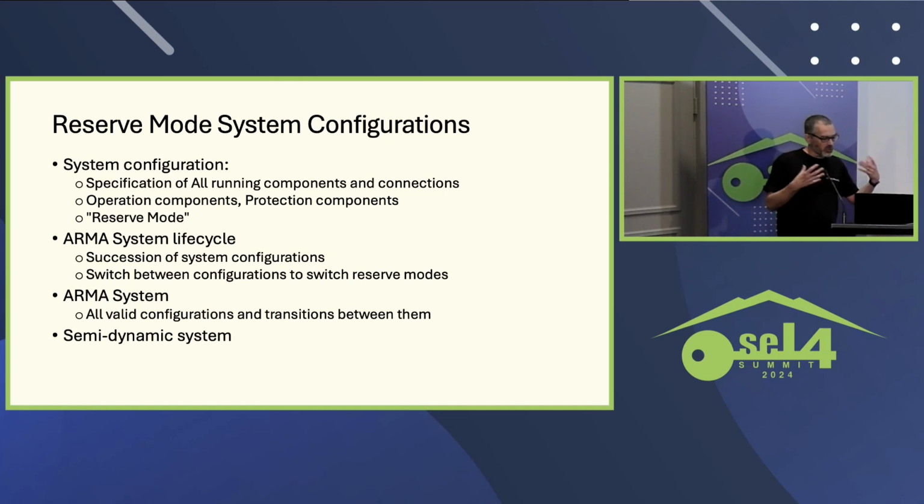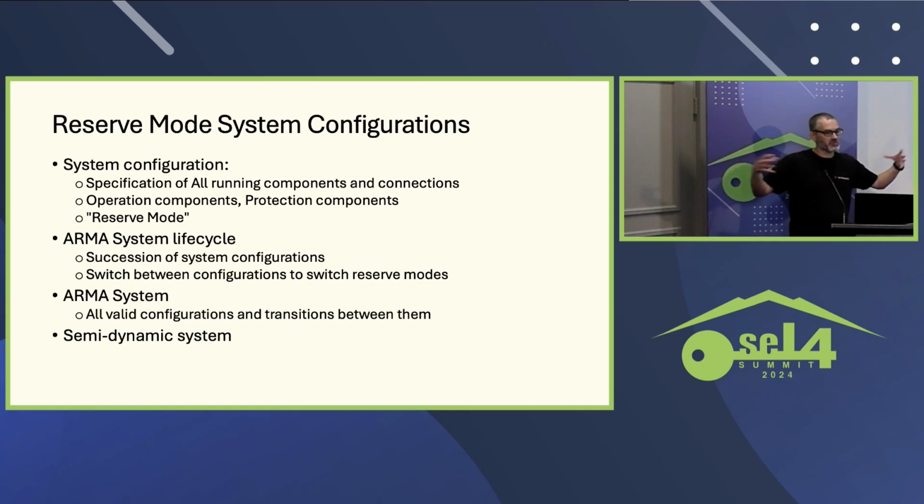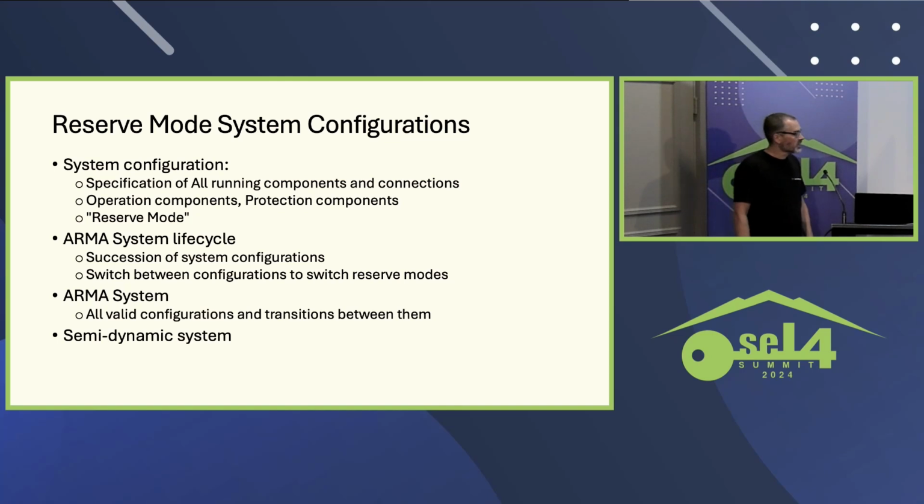When we think about a system that uses ARMA, we think of the system lifecycle as a succession of these system configurations. The system starts up in one configuration, and at some point it changes to another configuration, and then to another one, and so on. As it goes, it switches between them, and an ARMA system is the collection of all the system configurations that make up that particular device or system. Last year, I introduced a bunch of terms for different kinds of dynamic systems, and this is an example of a semi-dynamic system, where you're going from one static architecture to a different static architecture to a different static architecture. So the system changes, but it changes in a very known way.